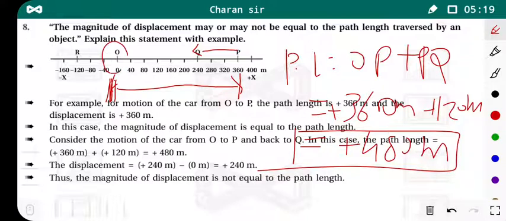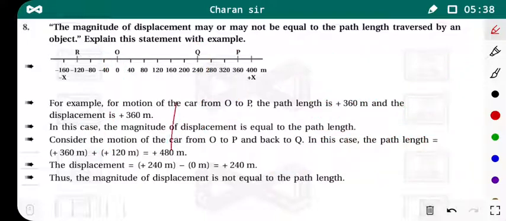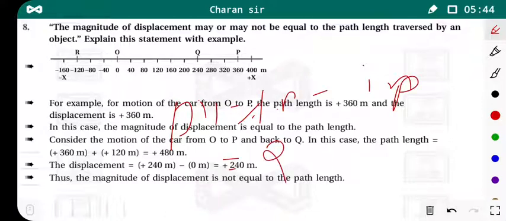So this is the initial position of the object. Then the object reaches point P, takes a turn back and reaches point Q. So this is the final position, and this is the initial position. Now displacement is the final position minus the initial position. So the final position is Q and the initial position is O.